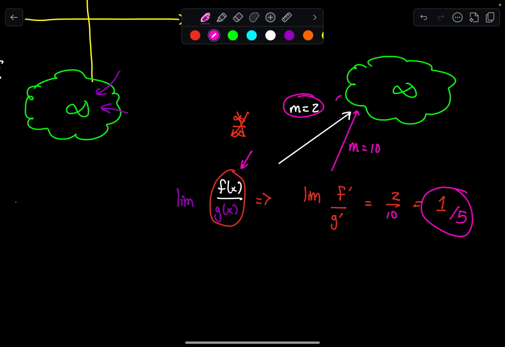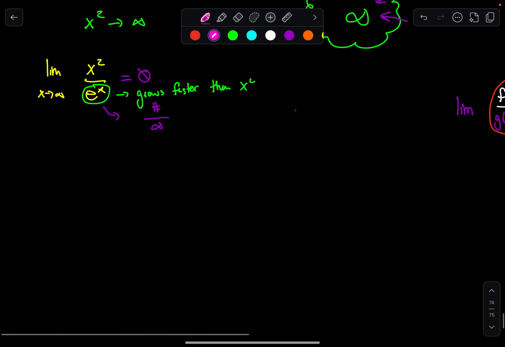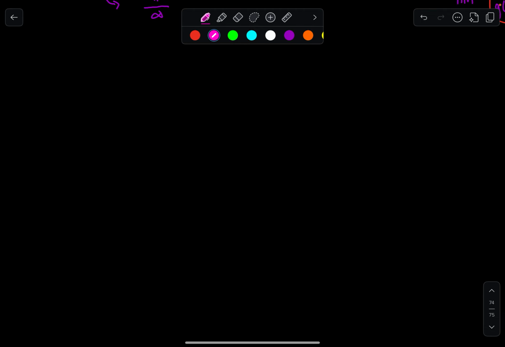And that's simply due to the fact that we can look at the slopes of these functions instead and make this comparison. And so with that intuition under our belt, I'm going to now introduce you to indeterminate forms and L'Hopital's rule.